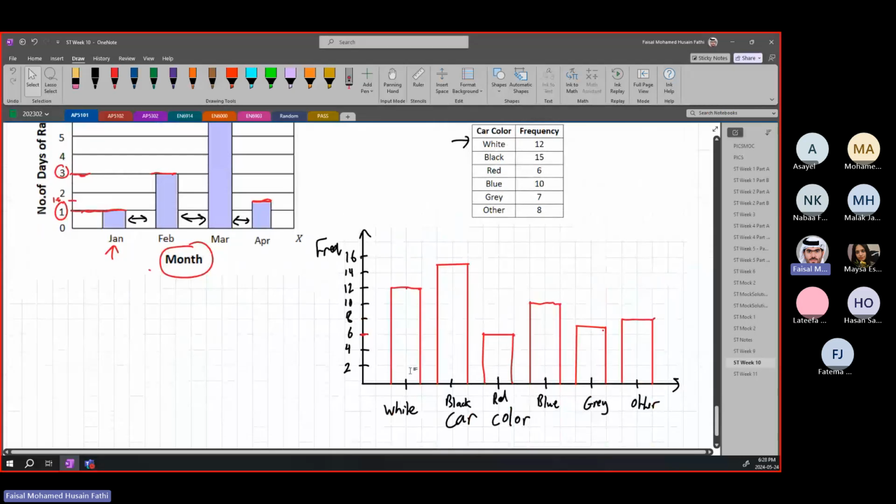And the most important thing in a bar graph is that all of the bars have the same width. The only difference is the height. The height is what will define our frequency for each one in a bar graph.